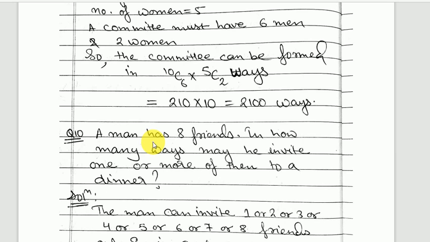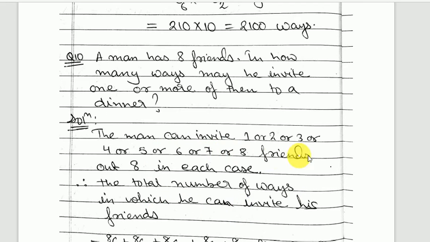They only know that that man has got 8 friends, and it depends on him how many he is going to invite. It may happen that he invites only 1 friend, or 2 friends, or 3 or 4 or 5 or 6 or 7 or 8. It completely depends on him. So the man can invite 1 or 2 or 3 up to 8 friends out of 8 in each case.